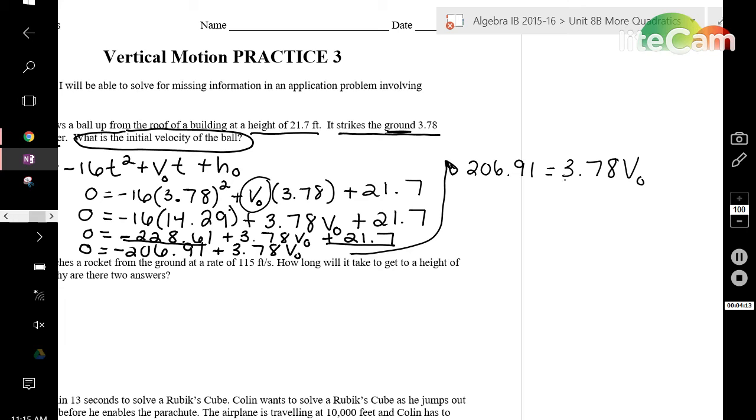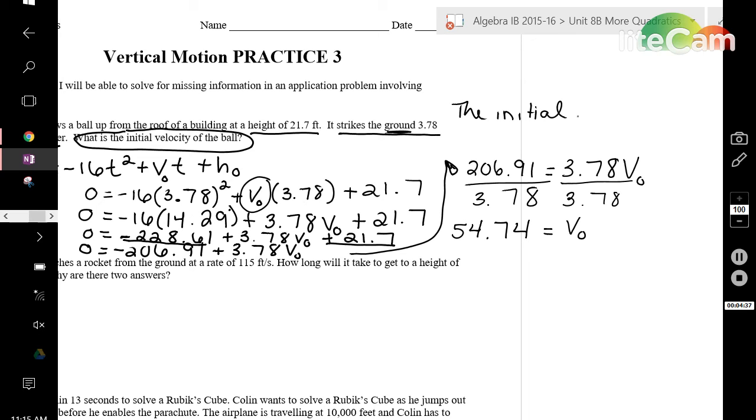Lastly, the inverse of multiplying would be dividing. And if I divide both sides by 3.78, I end up with about 54.74 equals the velocity. So to answer the question, what is the initial velocity? I would say the initial velocity is 54.74 feet per second.